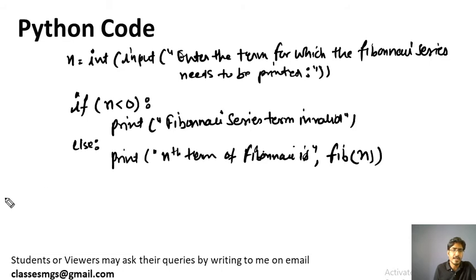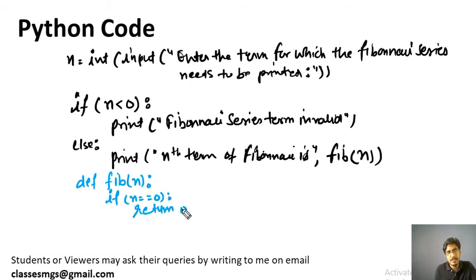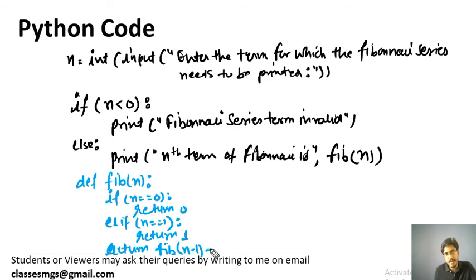Okay, and we will write the definition here. We already know what the definition is. We will pass n here. If n equals 0, it will return 0. If n equals 1, it will return 1. Otherwise, return Fibonacci n minus 1 plus Fibonacci n minus 2.